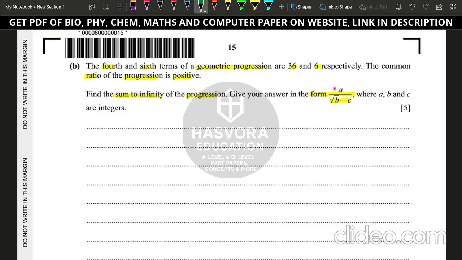So fourth term, actually we know the general term for the geometric progression. It is ar in power n minus 1. So in the case if it is the sixth term, it will be ar power 5.